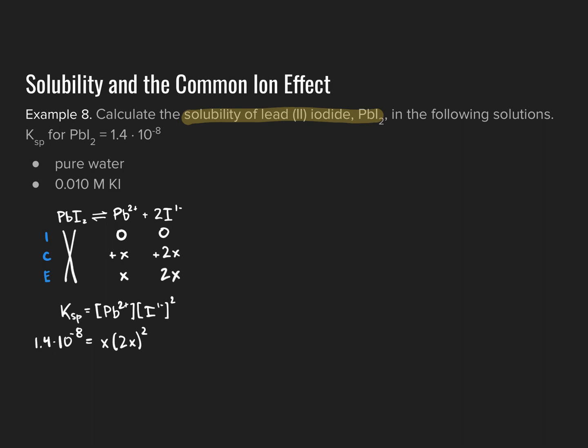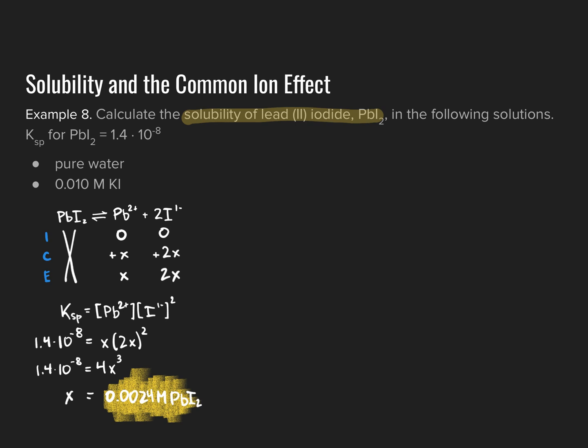Simplifying this down yields 1.4 times 10 to the negative 8th is equal to 4x cubed, and solving for x with my calculator gets me a value here of 0.0024 molar for that x value. Now recall again, the x value in any solubility problem is the molar solubility of that dissolving solute, and that means here that 0.0024 moles per liter of our lead-2 iodide would be expected to dissolve in a pure water solution when that establishes equilibrium. All right, so far so good, easy peasy.